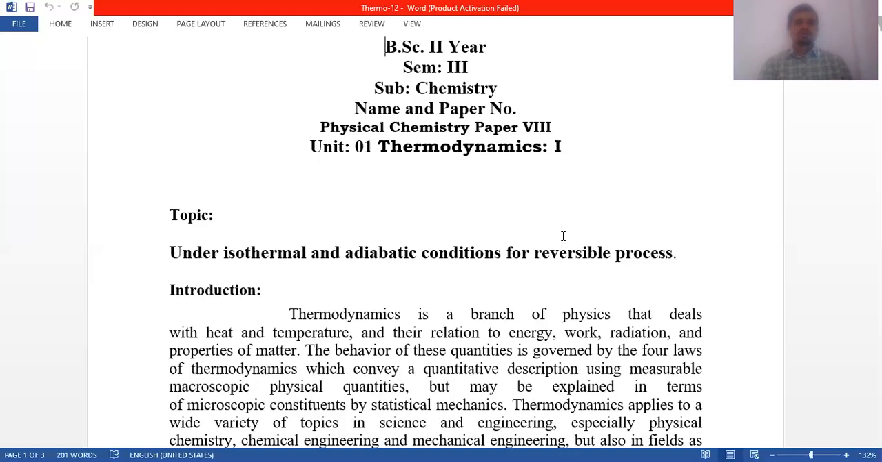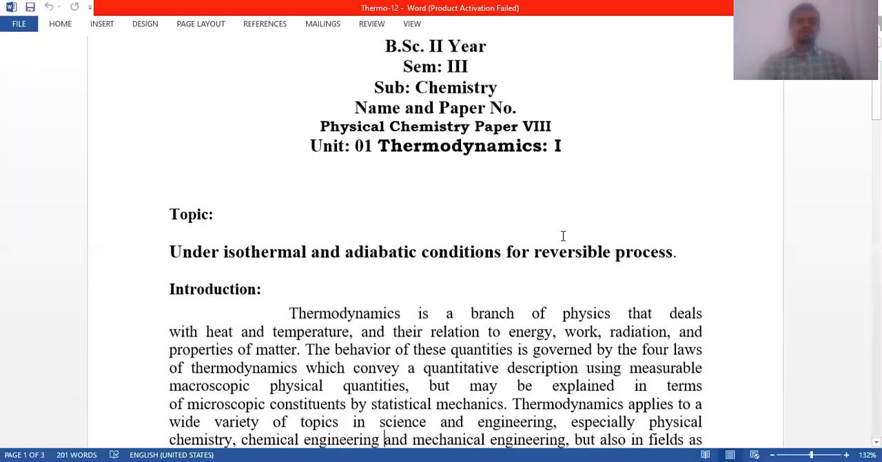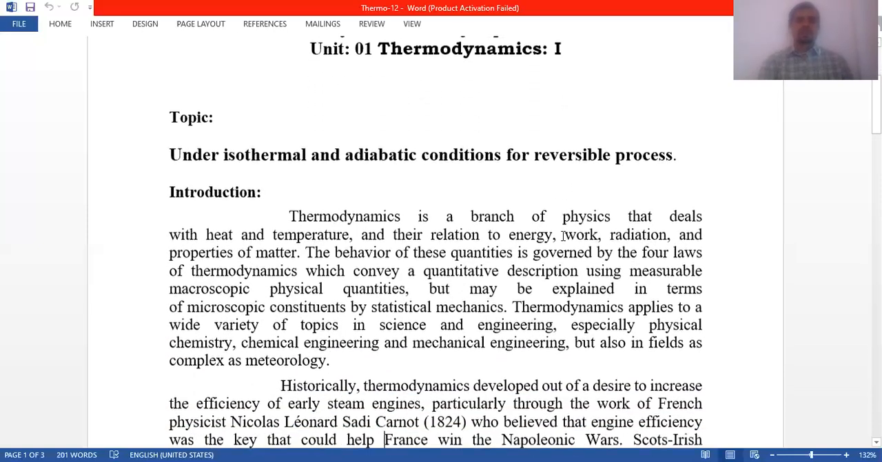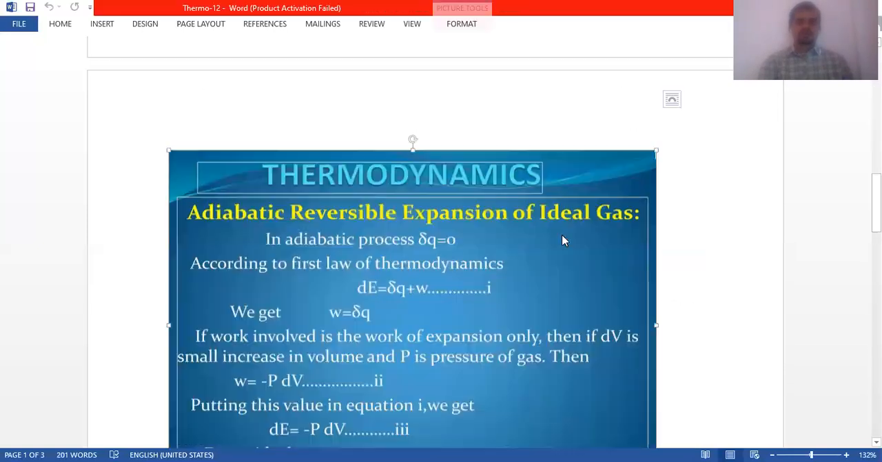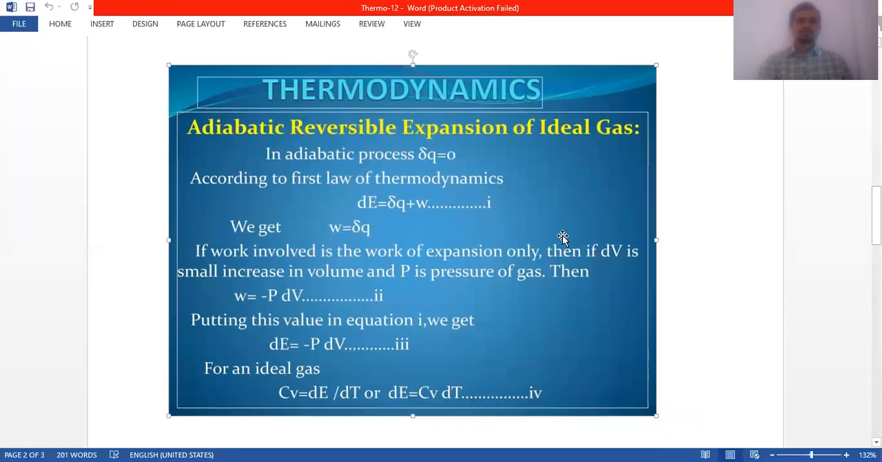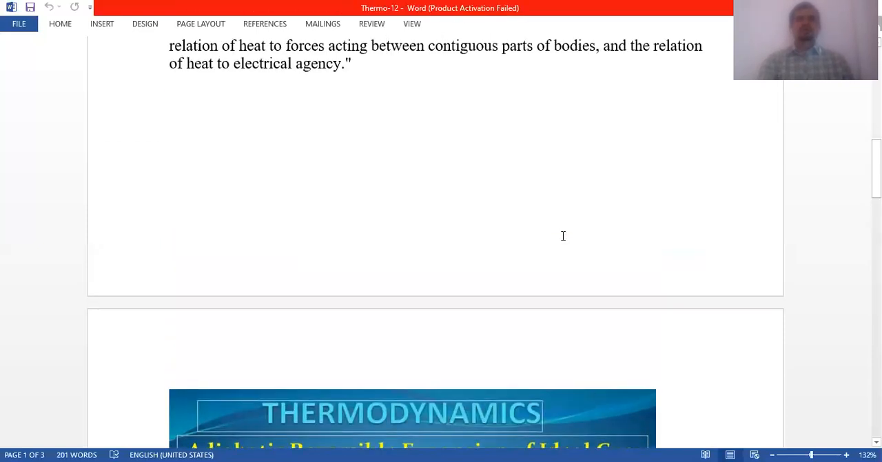The behavior of these quantities is governed by the four laws of thermodynamics, that is the first law, second law, third law, and the fourth law. According to these four laws, thermodynamics is explained and all the terms are explained. Then there are some terms which are very useful for understanding thermodynamics.